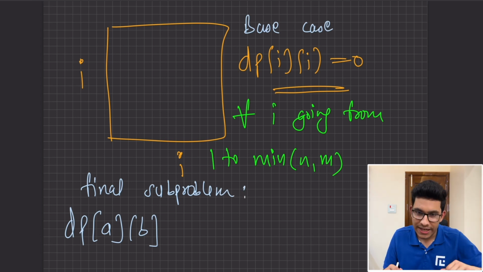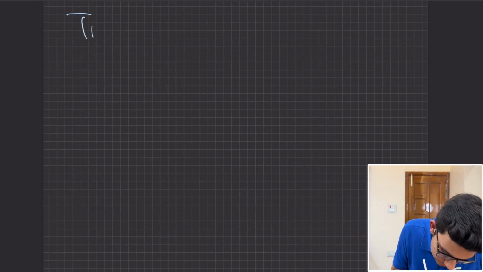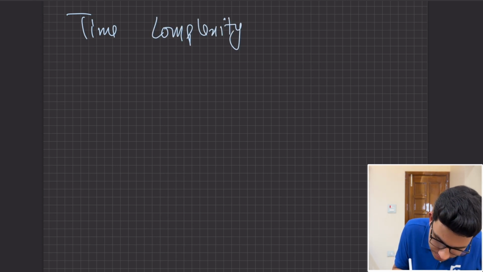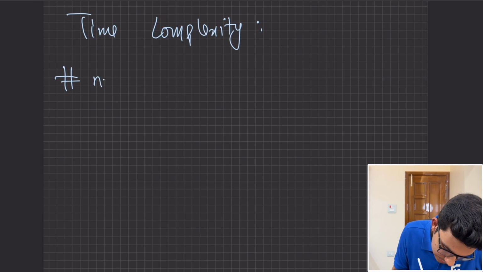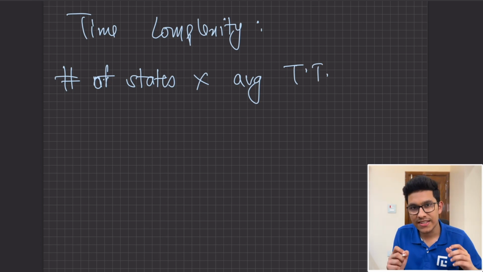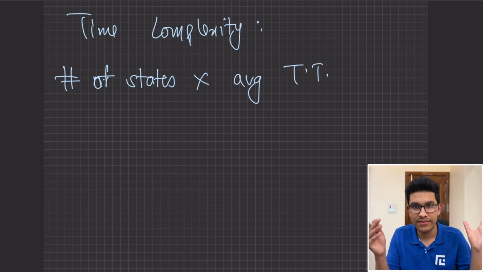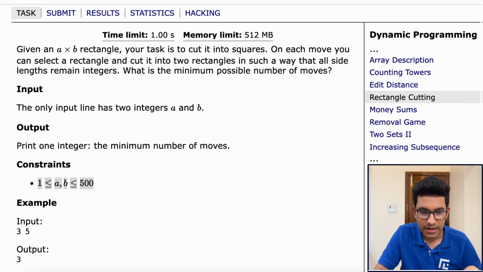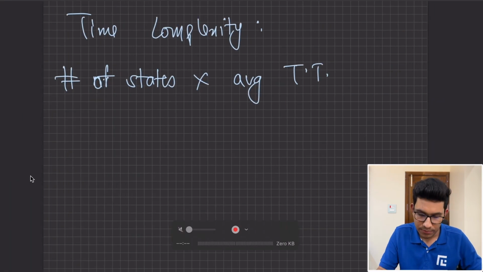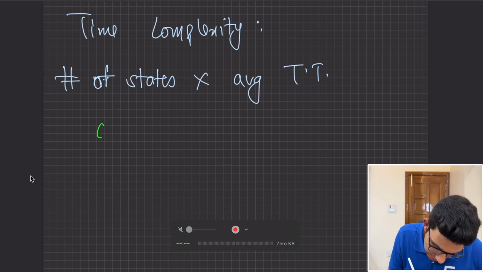What is going to be the time complexity? See, if you look at time complexity, it is number of states times average transition time. Okay, how many states are here? We have an A cross B rectangle that is given to us in the problem statement, and A and B both are going up to 500. So in terms of the number of states, you have A cross B, A multiplied by B.